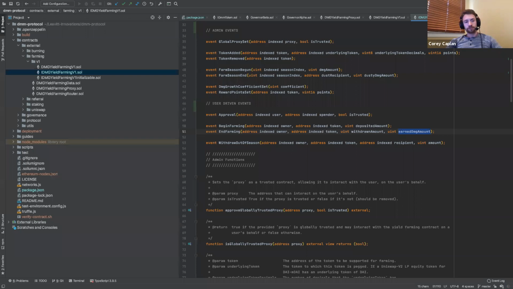So yeah, that's a very good question. The yield farming contracts as of right now are not audited. However, we do have a number of comprehensive tests written against them that allow us to test it for sanity's sake, whether or not it works properly.